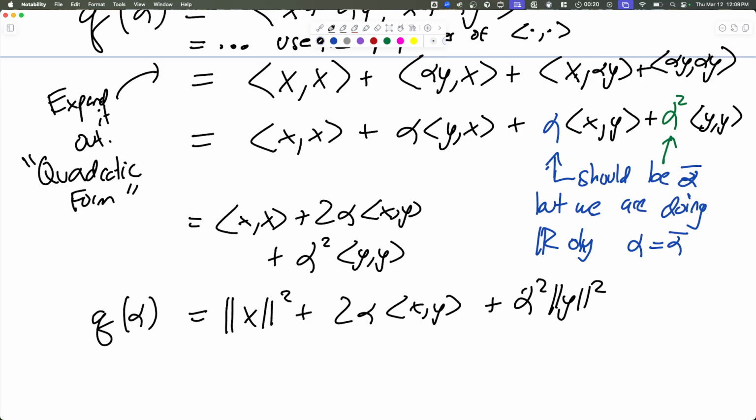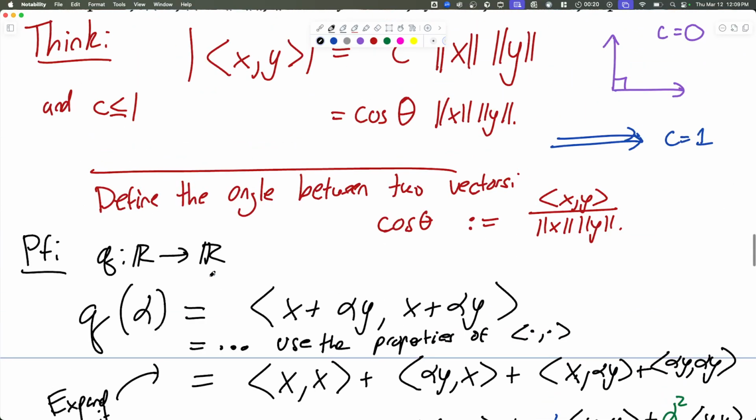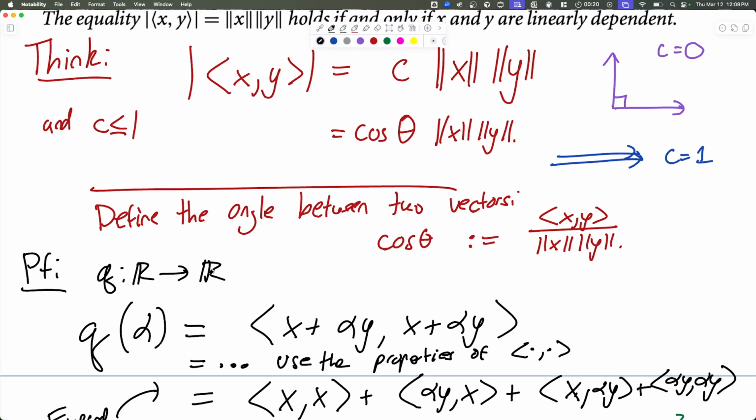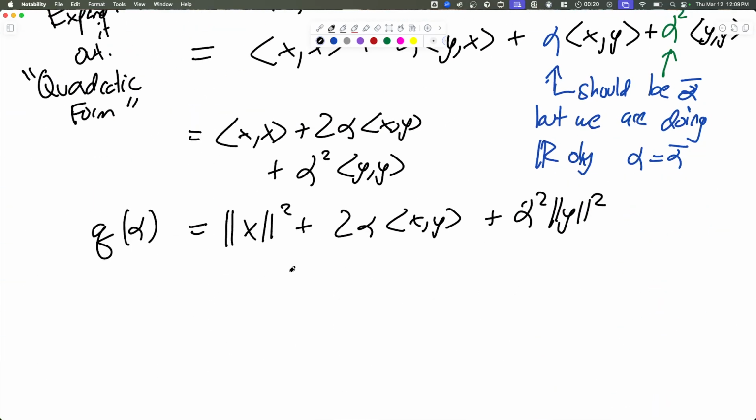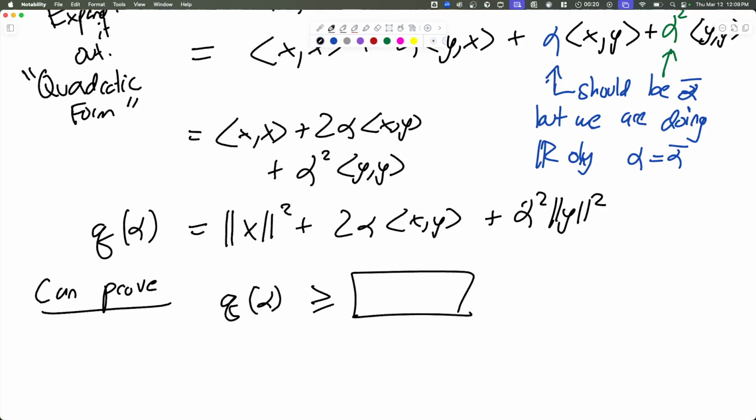Okay. Have we gotten closer to proving the inequality? The inequality says something like the inner product of x and y is something compared to the norm of x and the norm of y. And I have this kind of equation. Why is this helpful? It turns out you can prove that this kind of equation is greater than or equal to something. Q of alpha is greater than or equal to something. And if you put in that something, then this will be an equation that says the norm of x and all this stuff is greater than something, and I can rearrange it to get that thing.